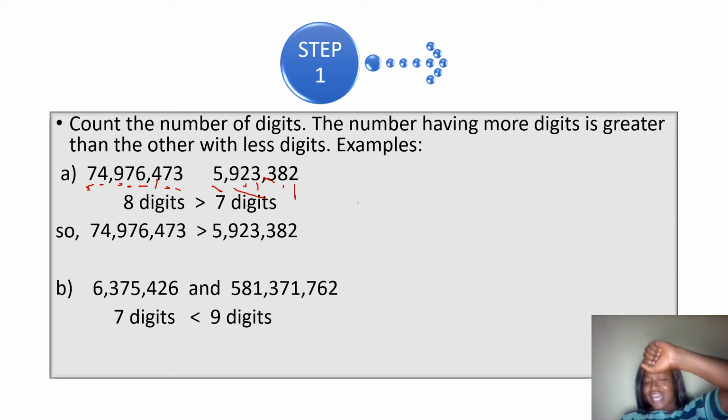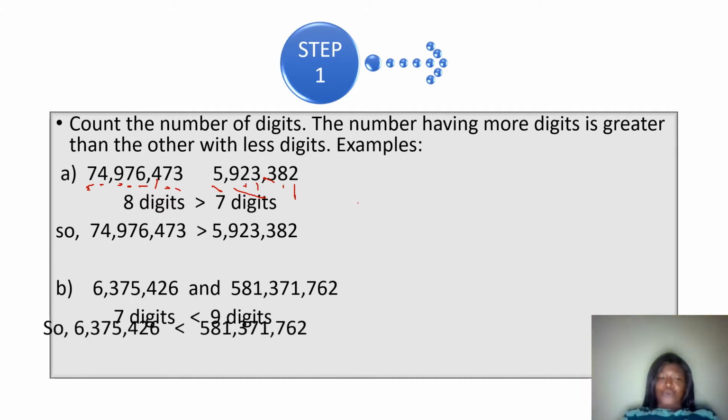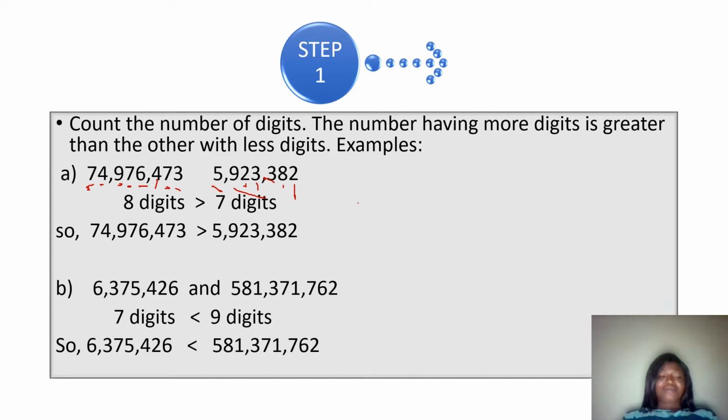So we are using our left hand. It's less than the 9 digits. So we will say 6,375,426 is less than 581,371,762. I hope you are clear with our first step. Let's move on.